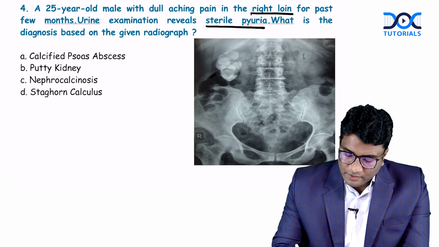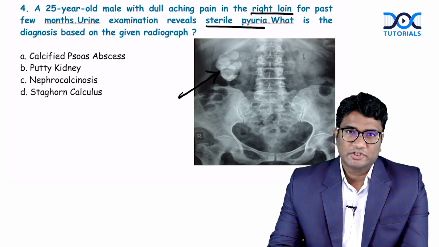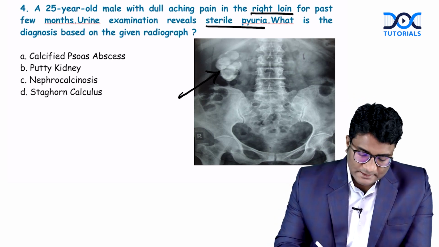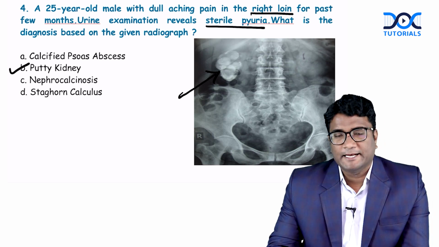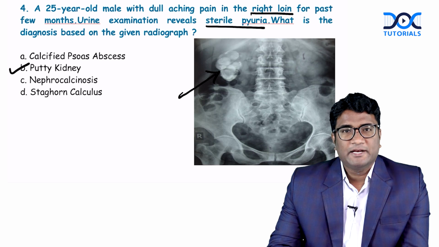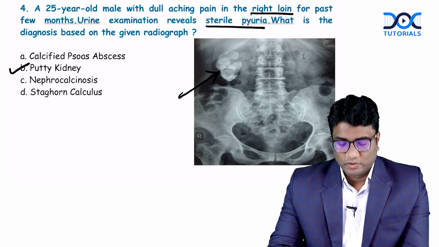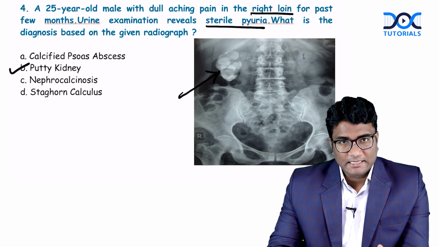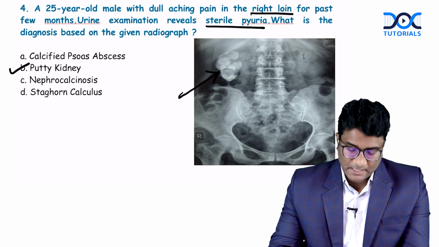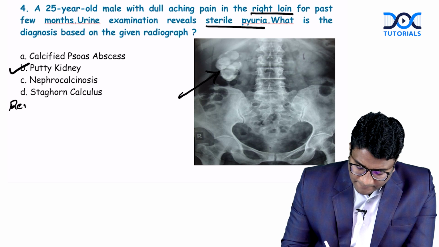The given radiograph shows an area of the kidney with calcifications in the parenchyma. Lobulated calcifications are there in the parenchyma of the kidney. This is suggestive of a putty kidney. So, remember a ground glass calcification and a cement kidney. These are features of tuberculosis of the kidney. Renal tuberculosis will have this finding. A sterile pyuria should also make you strongly suspicious of renal tuberculosis. So, please remember the findings that we see in renal TB.